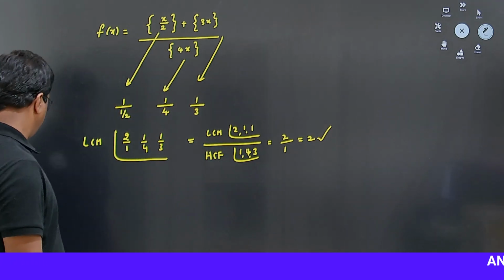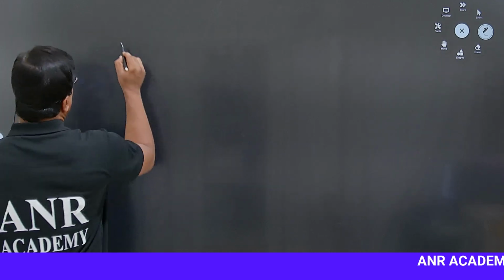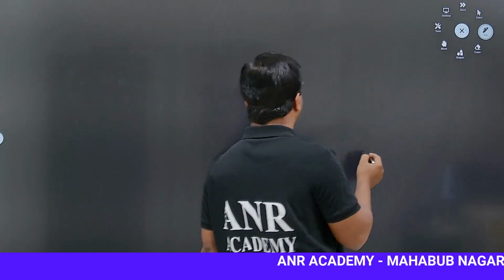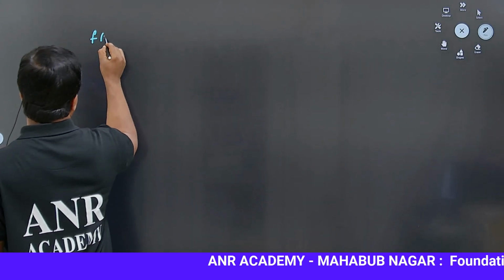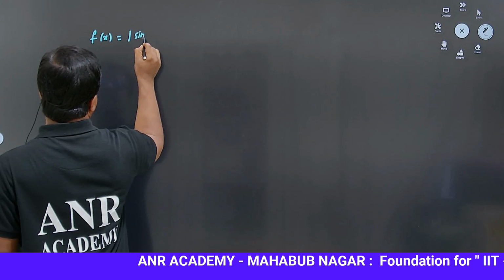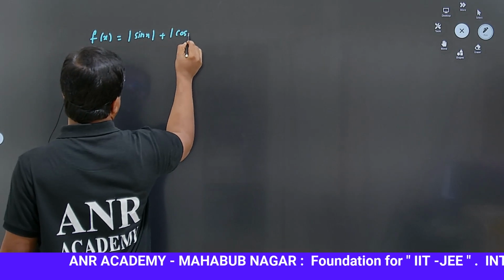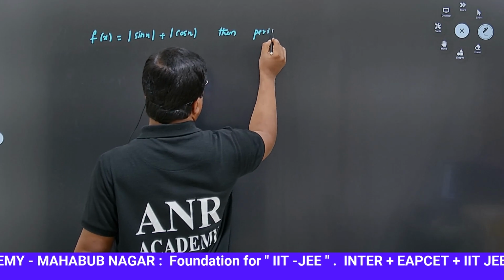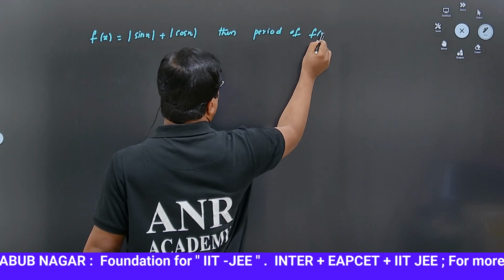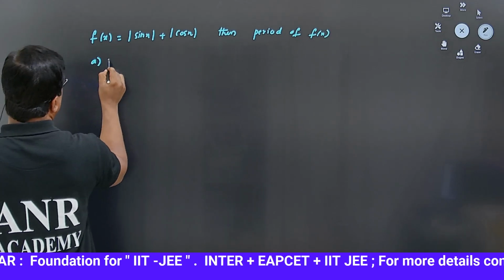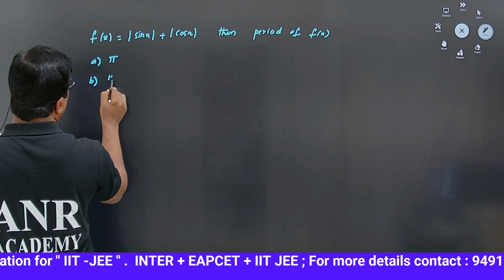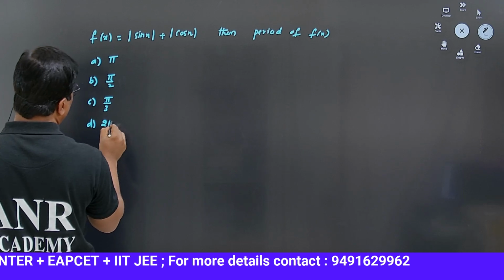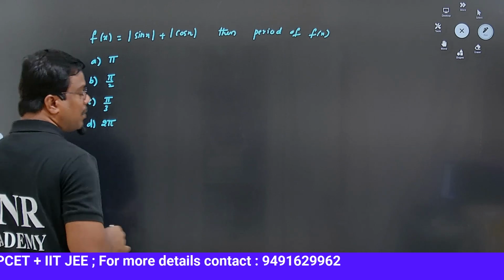Another question. Suppose that f of x equal to mod sin x plus modulus cos x, then find the period of the function f of x. Option A, pi. Option B, pi by 2. Option C, pi by 3. Option D, 2 pi. Suppose this is the question.